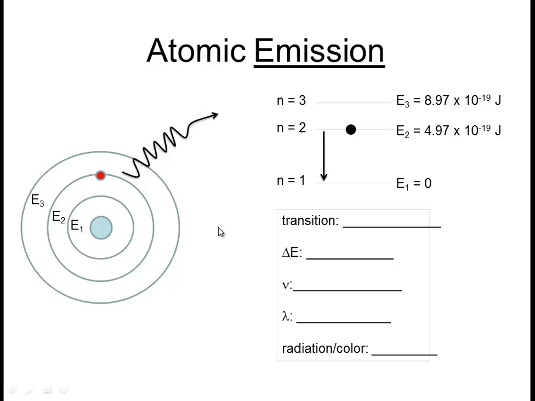Now, this leads into your next problem set, where you're going to get some practice looking at different transitions between different levels, and you're going to be calculating the delta energy between those levels, calculating their frequency and wavelength, and then you're going to determine what type of radiation that emitted photon is, and then the corresponding color if it's in the visible part of the spectrum.